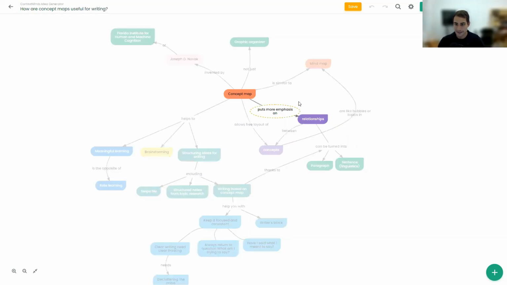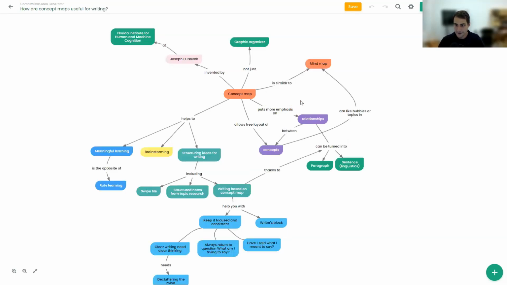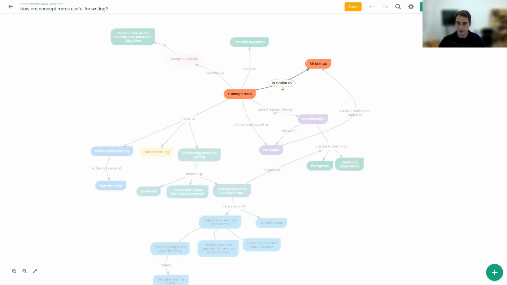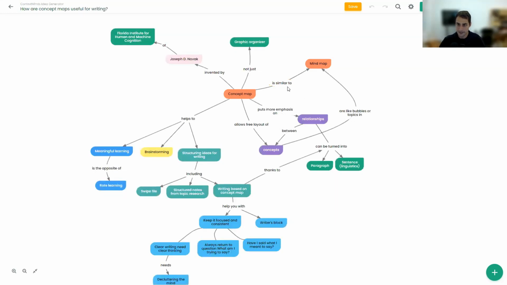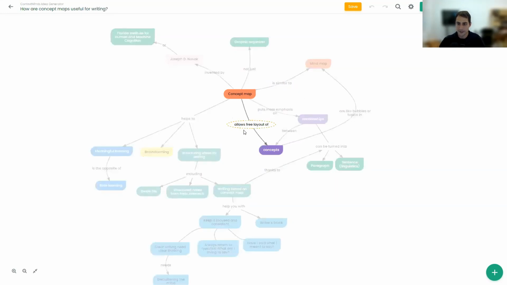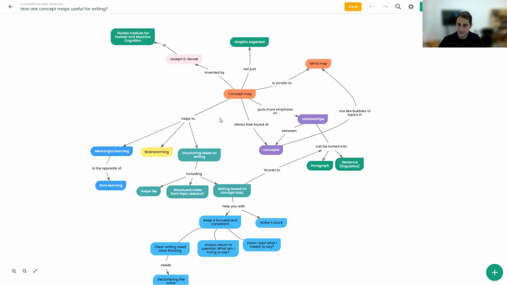But the main difference is that there is much more emphasis on the links, because in a concept map, you always try to think about the nature of the relationship between the concepts, and you try to describe the relationship in the concept map, which are these labels on the links. So that's one difference. And the other one is that you have more freedom in terms of layout, in terms of where you put the bubbles and how you interlink them.